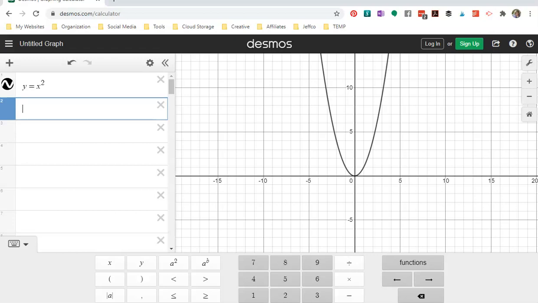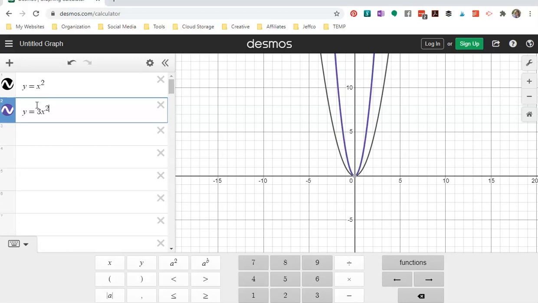Okay, page 3, sketch the graph of y equals 3x squared and y equals 1/3 x squared. I'm going to leave x squared up here as well. Oh, it does say compare to the graph y equals x squared. I was going to say I want to compare to that. I don't want to just compare these two. 3x squared. Okay. So what happened there?